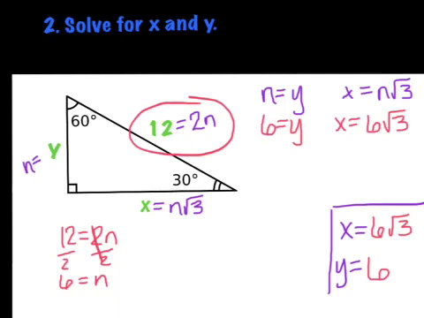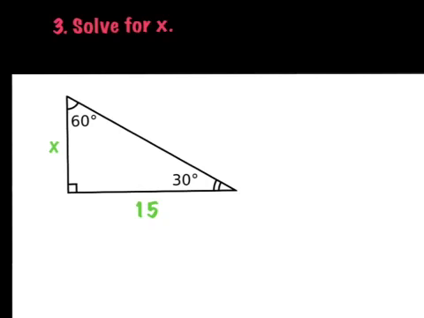Let's try one more. Okay, this time we're just solving for x. So we have to find the shortest side of our right triangle. So let's put a spot for our answer. x equals. Okay, so let's go ahead and fill in our template like we always do. So the smallest side is n. The hypotenuse is 2n. We don't really need that because we're not dealing with that side. And then this side is n root 3.